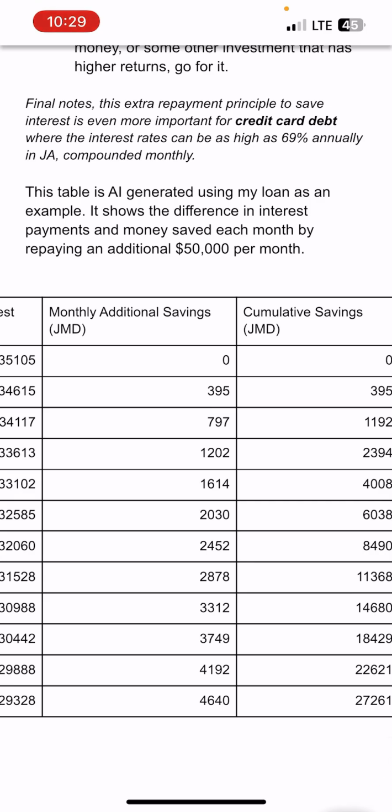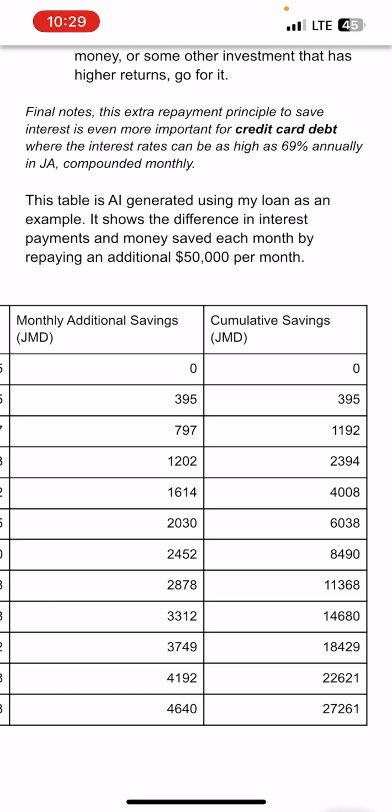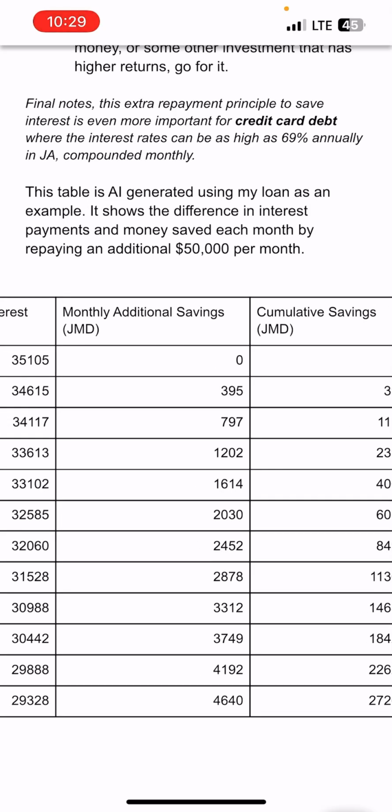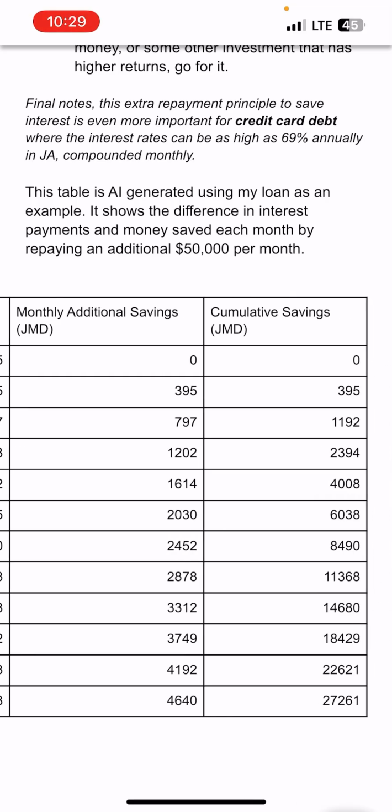So that by the time I reach the 12th month, I'm saving $4,640. Yeah. Now, cumulatively, you have to add up all of those savings. So by the 12th month, this is an every month thing, or at least at this month, I'm getting that extra amount per month.